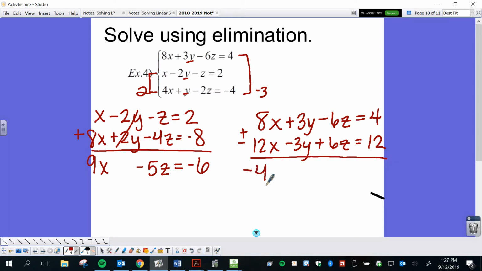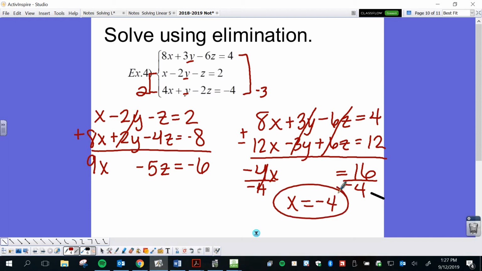Negative 4x, right? Y's are eliminated, and look at that. Z's are eliminated too. We weren't even trying to eliminate z, and it happened. Equals 16. So look, you can solve for x. There's no need to make that second group of elimination here. We don't have to do it, because we can figure out x. What is x? X equals negative 4. Great.